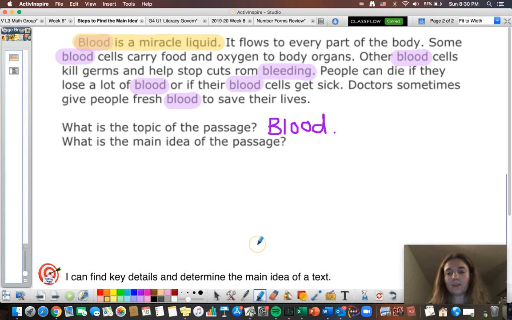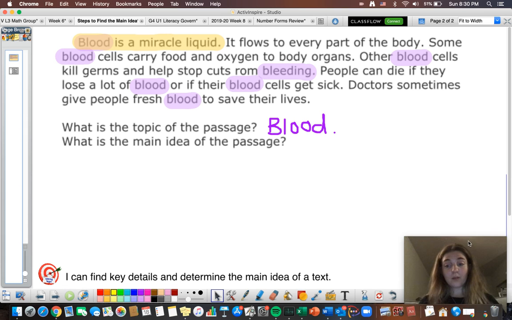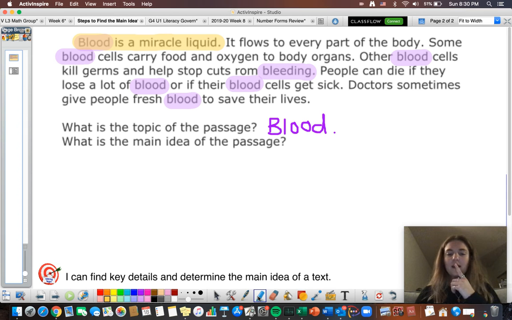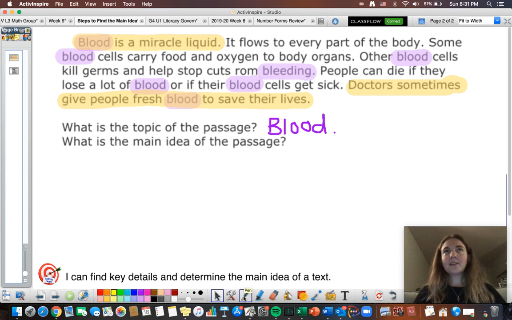It's about blood. What does the author want us to know about it? Blood is a miracle liquid. And blood does a lot to help a lot of people. Okay, but let's look at the end of the passage. Maybe the end of the passage has something better. Doctors sometimes give people fresh blood to save their lives. That's interesting, and it might be true, but it doesn't encompass a whole idea. The author didn't write this whole thing about doctors giving people fresh blood to save their lives, right? No. So that's not our main idea.